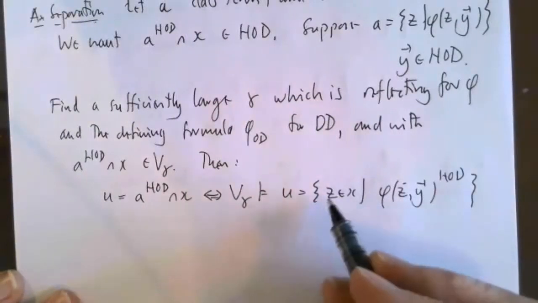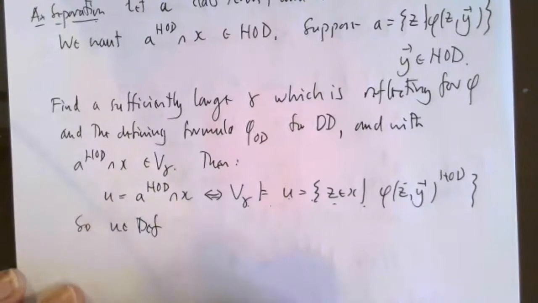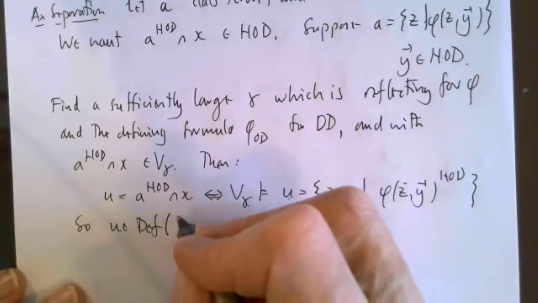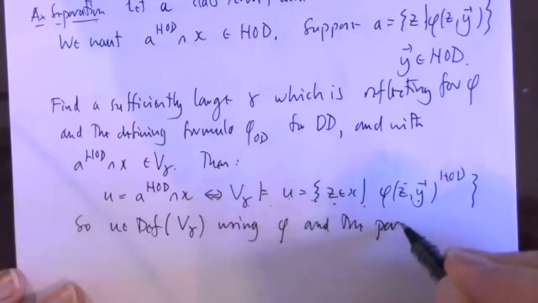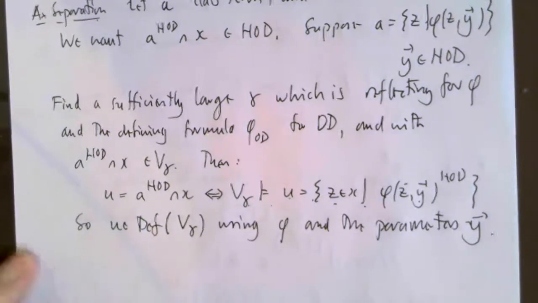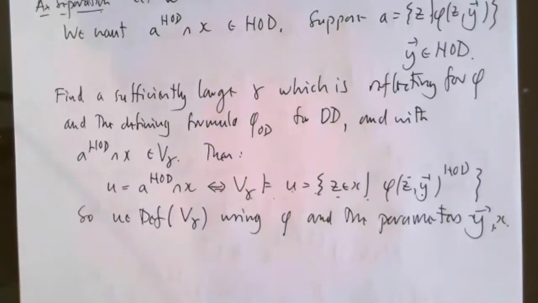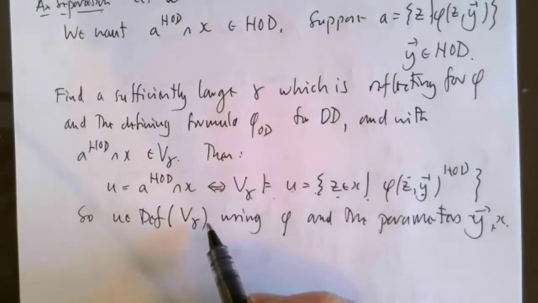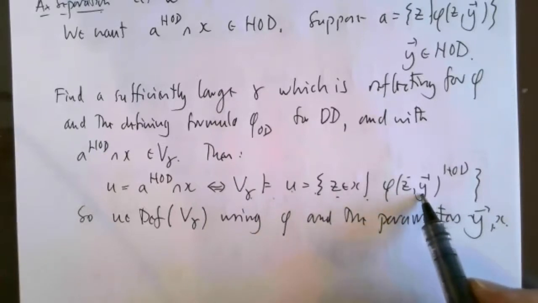So what we have here is U is definable over V gamma, using phi and these parameters Y vector here, and X, because it's talking about X. Okay, so this doesn't quite yet put it into OD, because when we define things to show that they're in OD, we're only allowed to use ordinals. But this didn't say that Y vector should be ordinals, and X may certainly not be an ordinal.